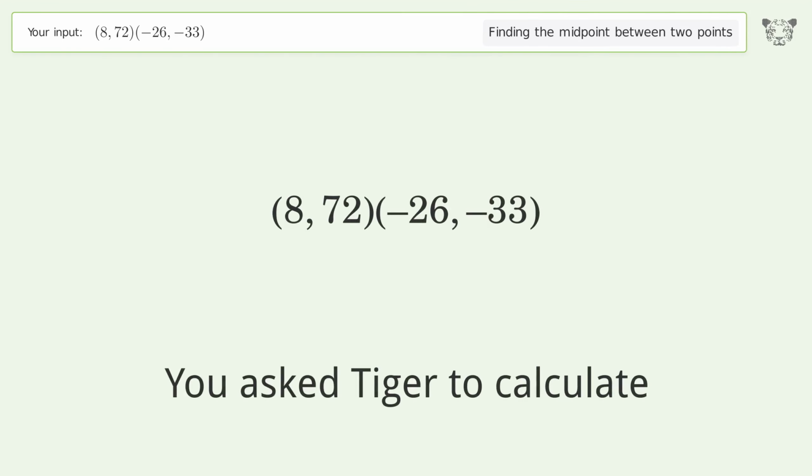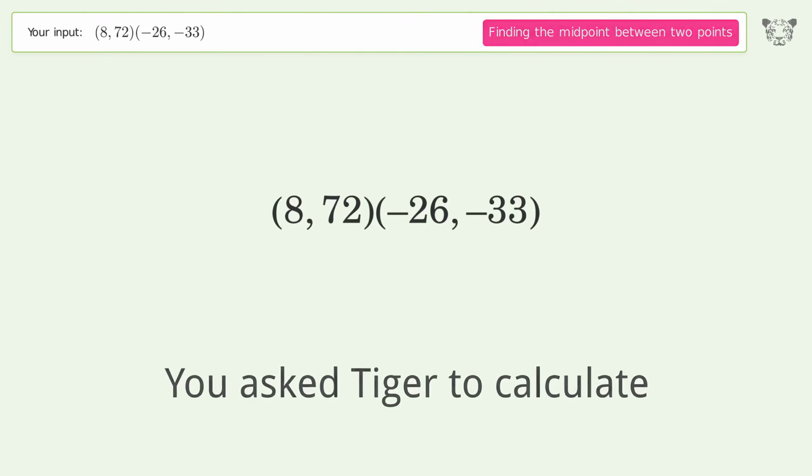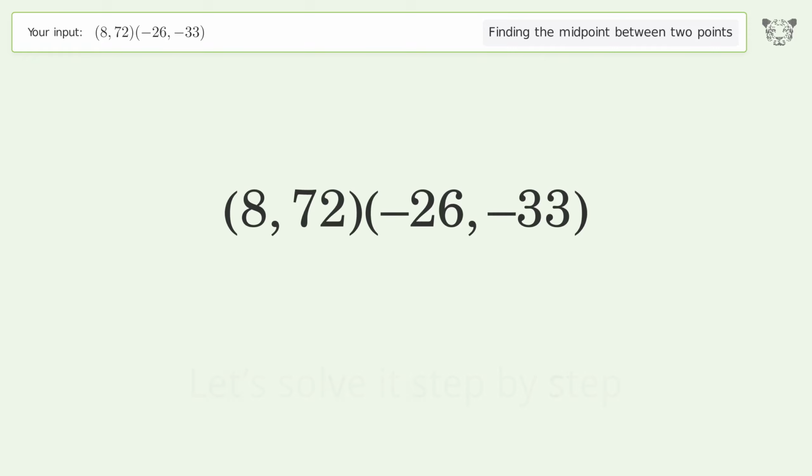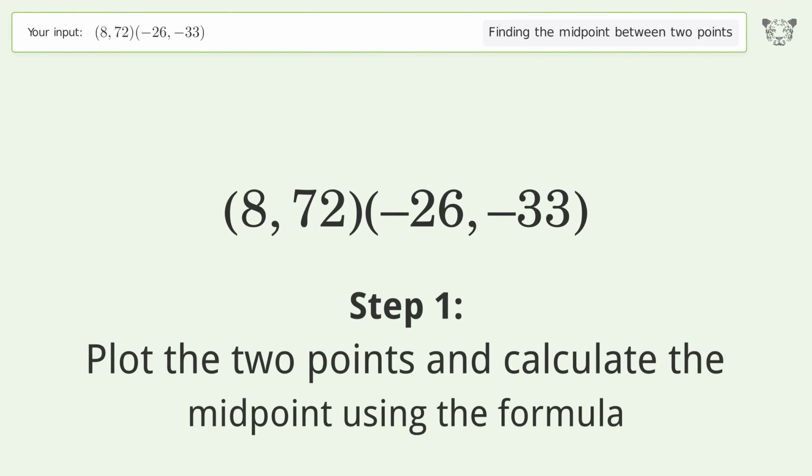You ask Tiger to calculate. This deals with finding the midpoint between 2 points. The midpoint between the 2 points is -9, 19.5. Let's solve it step by step. Plot the 2 points and calculate the midpoint using the formula.